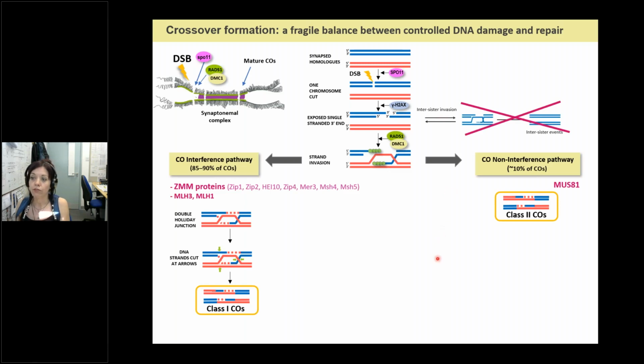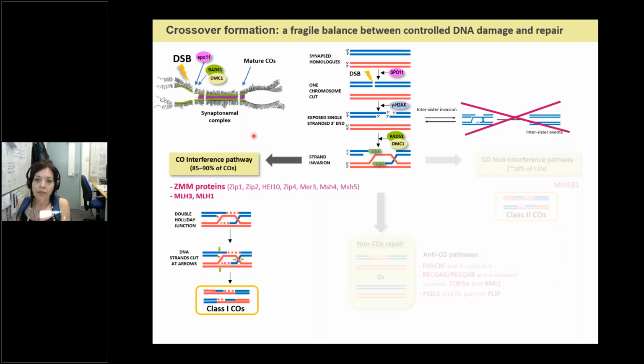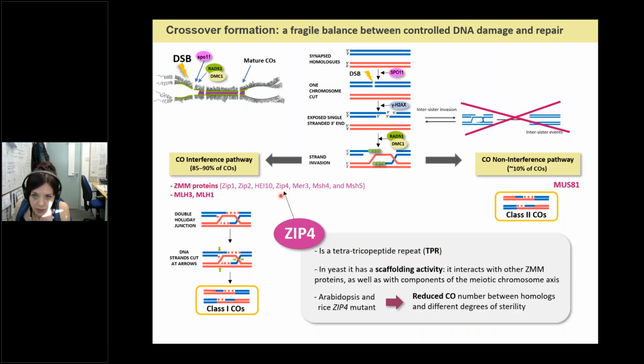Next, for crossover formation, the breaks need to be repaired using a homologous chromosome. And there are two crossover formation pathways, the interference-dependent pathway on your left and the non-interfering pathway on your right. And there are also at least 3 independent anti-crossover pathways which suppress recombination in plants. And the crossover interference pathway on your left is the main pathway in plants, responsible for about 90% of the total number of crossovers. And ZIP4 is this gene here. It's one of the ZMM proteins that is controlling this main pathway.